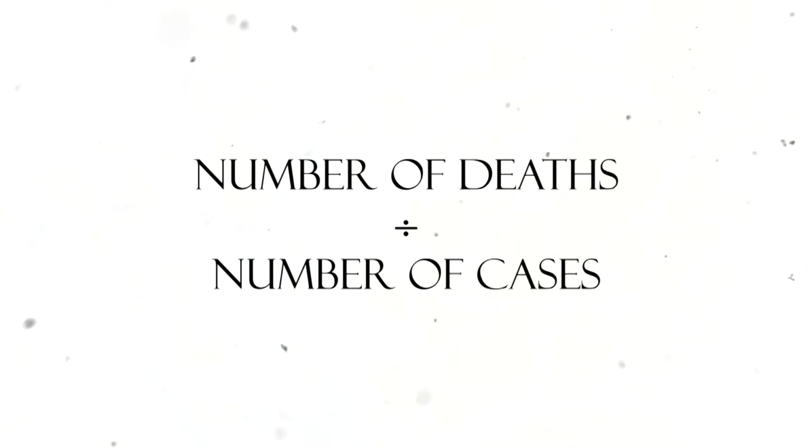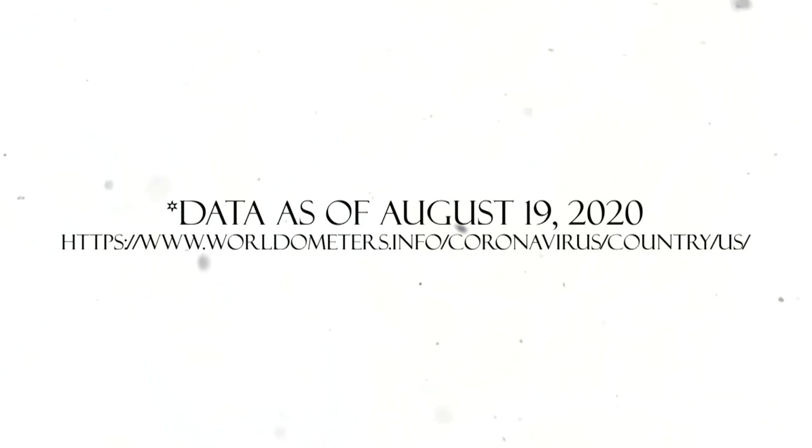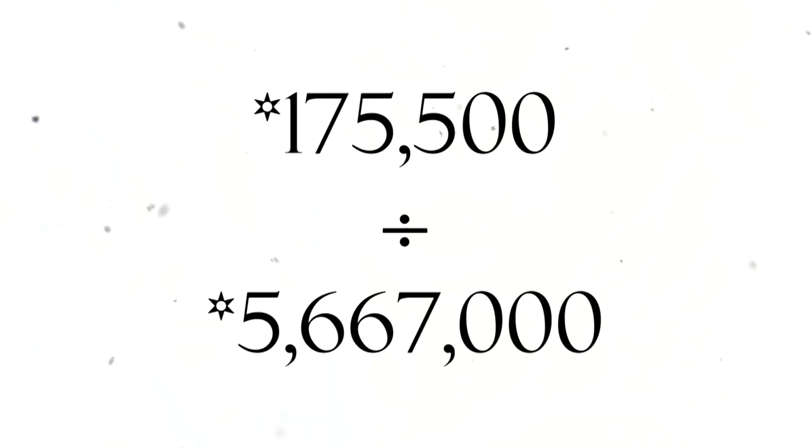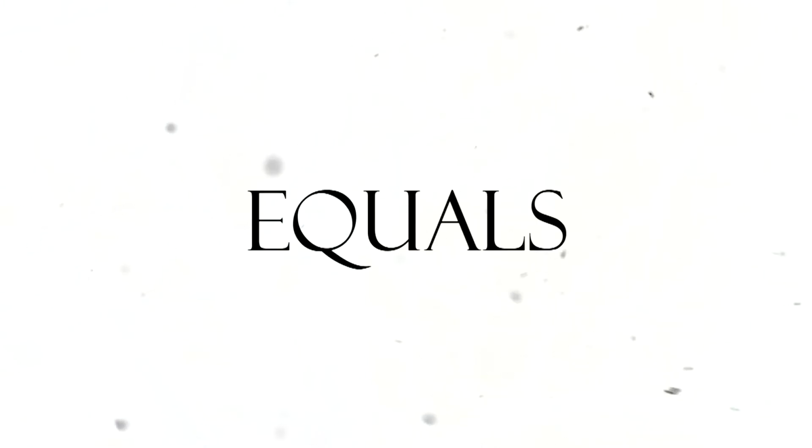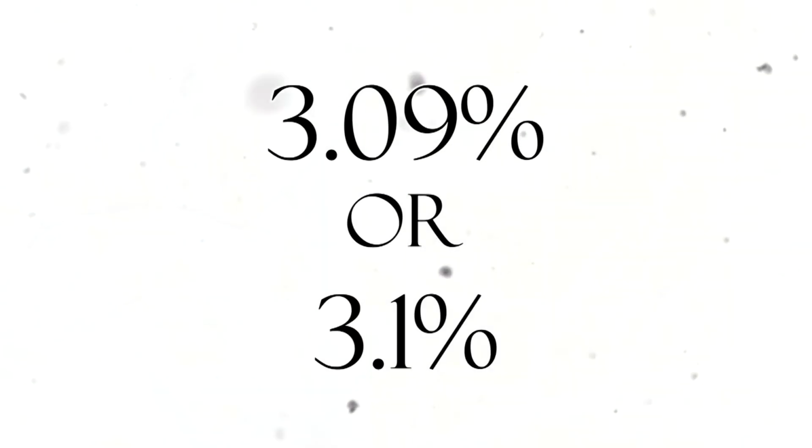To calculate the CFR, you take the number of deaths from the disease divided by the number of diagnosed cases of the disease, and then you multiply that by 100. For example, we'll take the latest data from Worldometer. The current deaths are listed at 175,500, so you would take that number and divide it by the total cases, which is 5,667,000. After doing this, it'll give you a result of 0.0309. You multiply that by 100, and it comes to a case fatality rate of 3.09 or 3.1%.